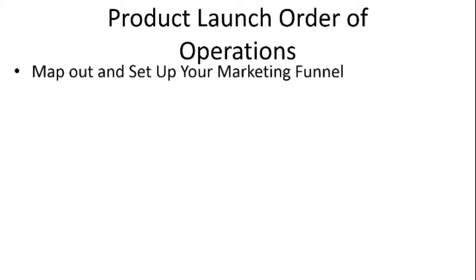Okay, so the order of operations. This is the order in which you should do things for your product launch. First, you should map out and set up your product funnel. In other words, what's going to be your upsell, what's going to be your second upsell if you're going to have one, and we kind of talked through the format of that.